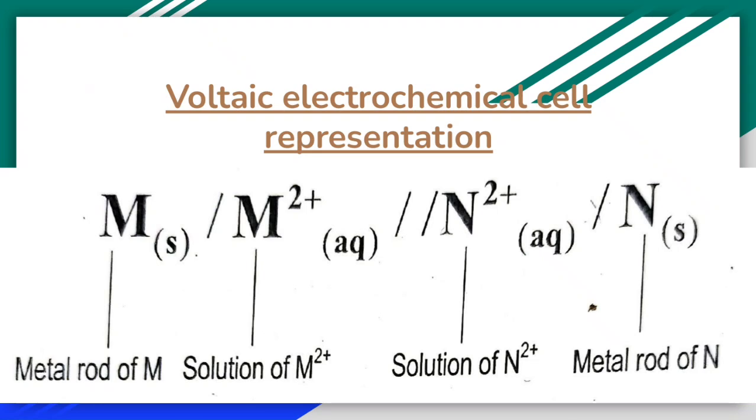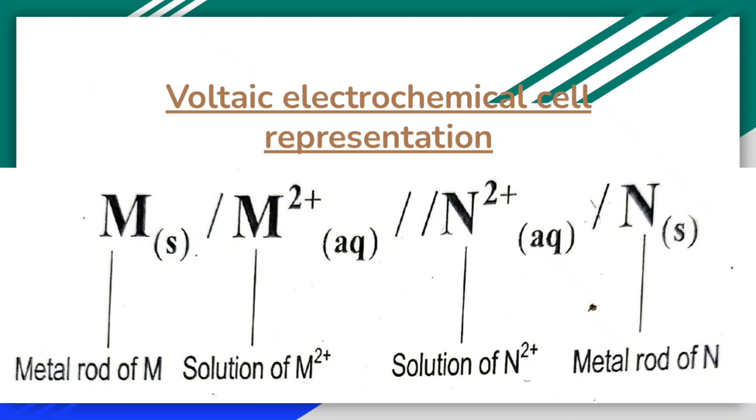Then you shall have the next metal there. Here we are representing N, which is representing any metal. In our case, we put our copper ions there, aqueous. Then finally the copper rod, which is a solid. We shall write Cu solid. So that is how we represent an electrochemical or a voltaic cell.